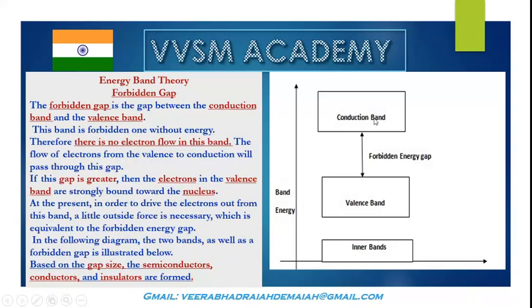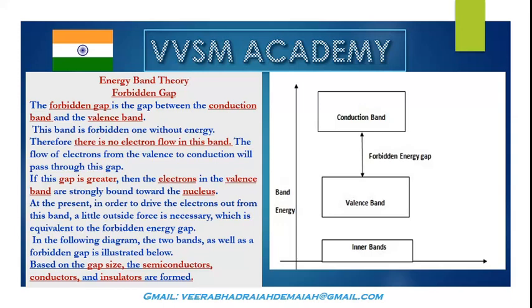Next, we will move on to the forbidden gap. The forbidden gap is the gap between the conduction band and the valence band. This band is forbidden, without energy. Therefore, there is no flow in this band. Forbidden, no flow of electrons. The flow of electrons from the valence band to the conduction band will pass through this gap.